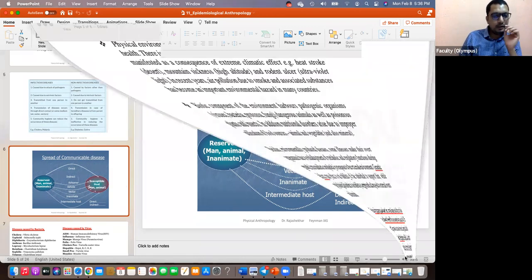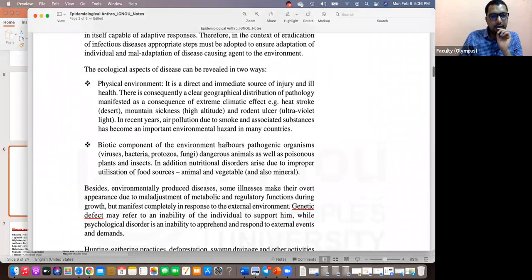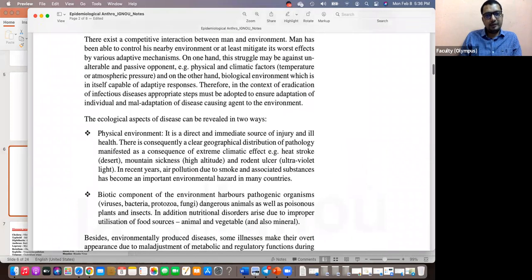In the IGNOU material, they talked slightly differently on this. They said different ecological aspects spread the disease. They said physical parts and biotic parts. That's how they divided it. You can also follow this method. They said physical parts. Sometimes it is the temperature, moisture, right? Some of these components cause problems. Most of the time, they're not necessarily the infectious ones.